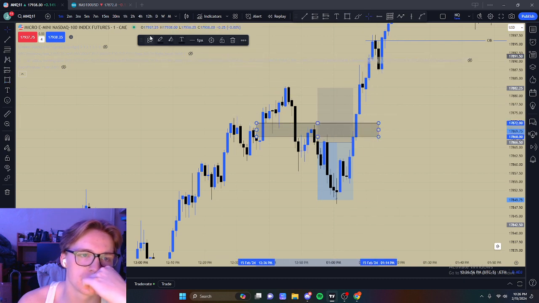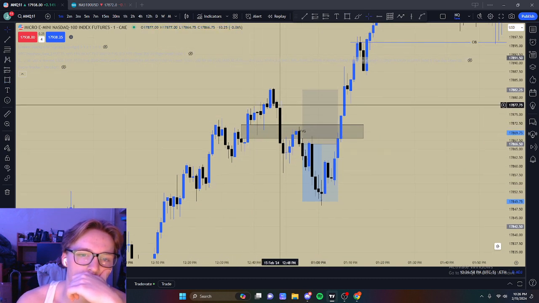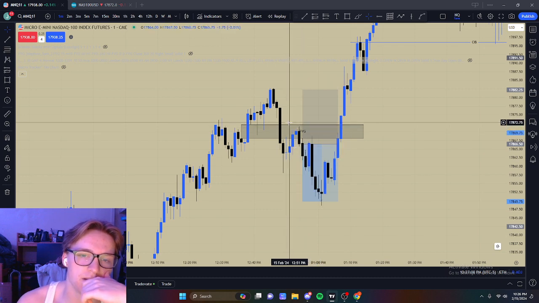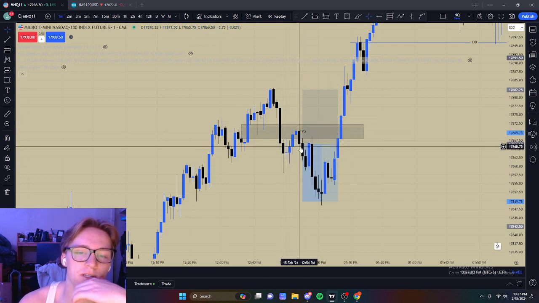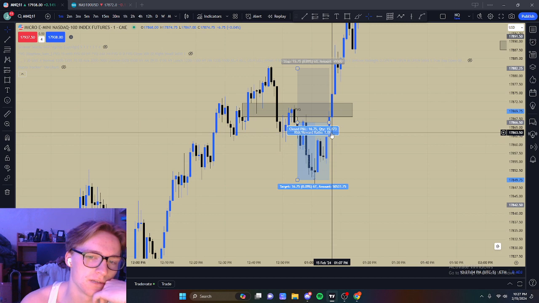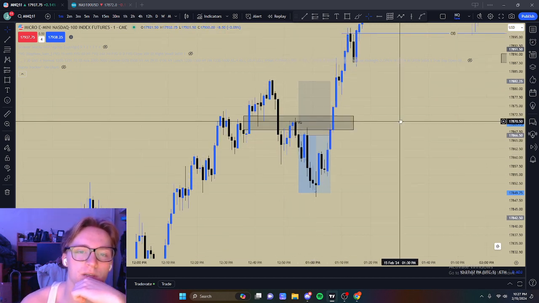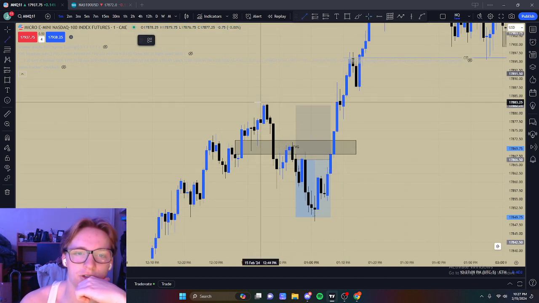We had a 1-minute inversion fair value gap right here. Broke through it. We got a nice fill. Good rejection. We entered short. Like I said, it was kind of just a scalp. Well, we also had an SMT divergence right here too.